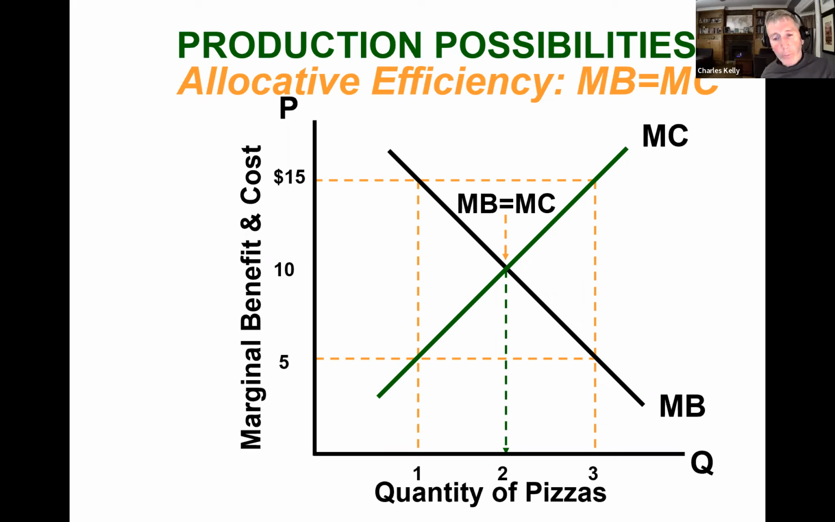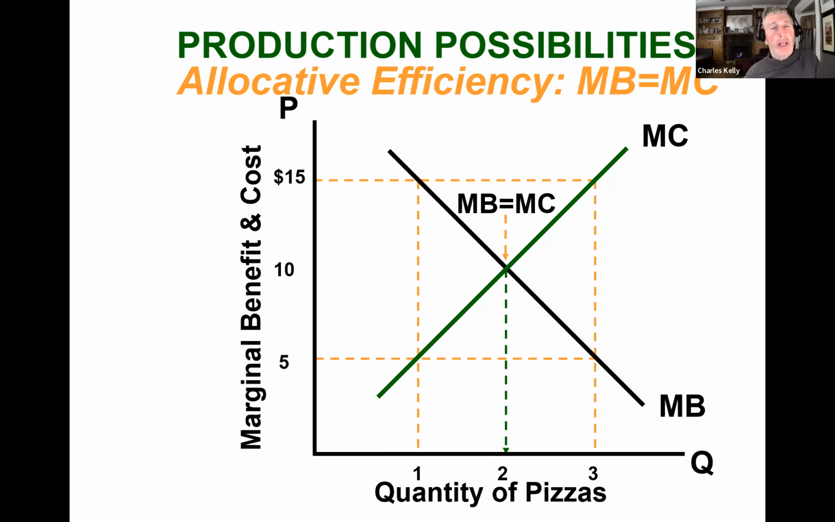So the marginal cost of producing the first one is low, only 5. The marginal cost of producing the second one is higher, 10. And the marginal cost of producing the third one is way higher, 15. So X marks the spot. We're saying at 2 units of pizzas, what we know is this, that the marginal benefit equals the marginal cost.